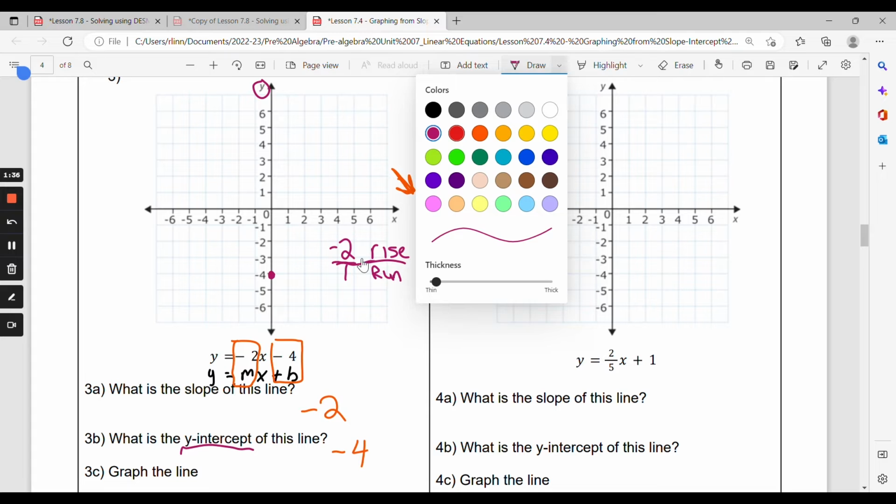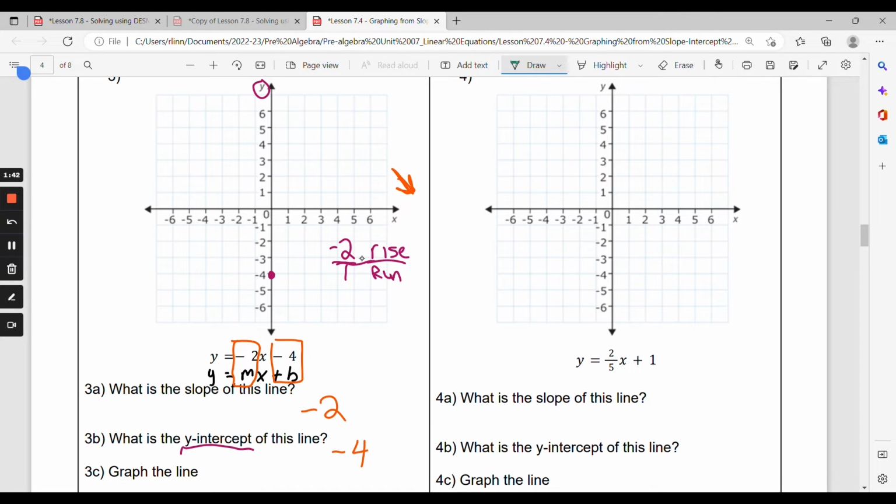Now when I have a rise of a negative number, instead of going up, I'm going to go down. All the negative numbers are down towards the bottom of this graph. So instead of counting up, I'm going to count down 2 units. So I'm going to go down 1, 2, and then to the right 1. And that's where I'm going to find my second point.